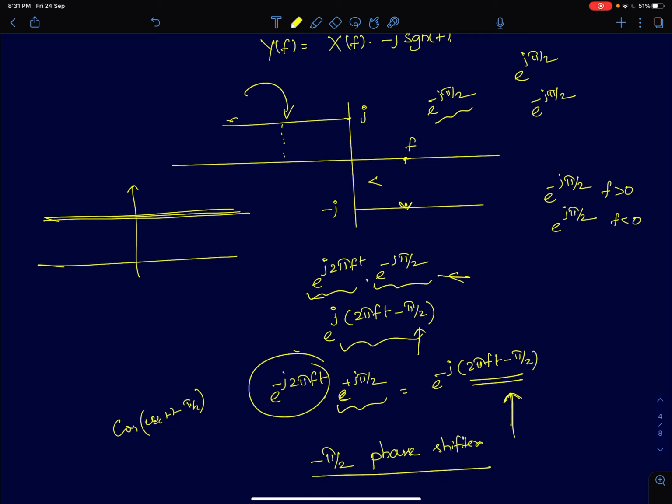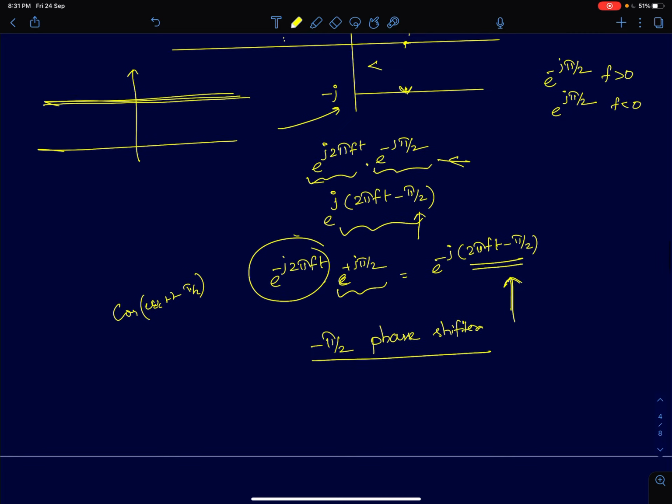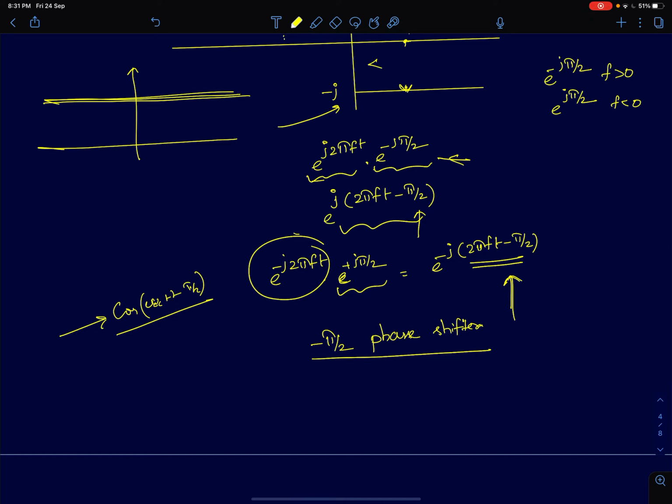The magnitude here, if you take the absolute value, is 1 for all frequencies. Which means that if the input contains certain frequencies with certain amplitudes and magnitudes, those remain unchanged as they pass through the Hilbert filter. The only thing that changes is the phase. For example, if I feed cos omega ct, the output of a Hilbert filter will be phase shifted by minus pi by 2, and you will end up getting sin omega ct. Because it's a minus pi by 2 phase shifter, we can see this directly.